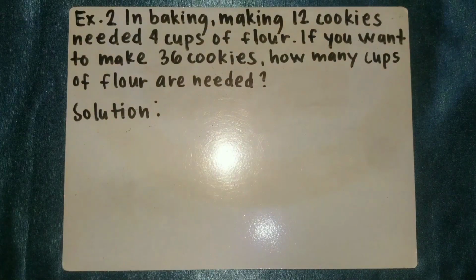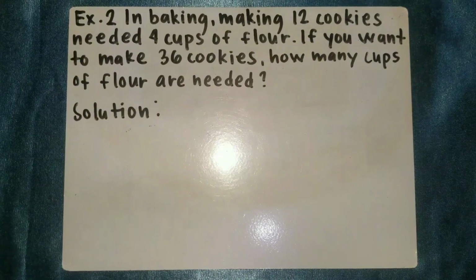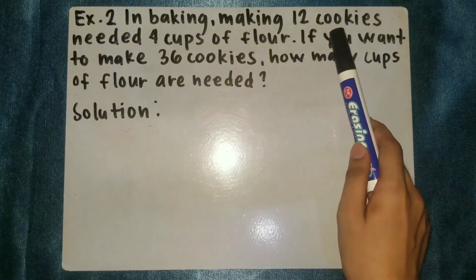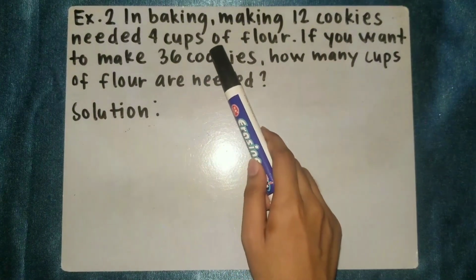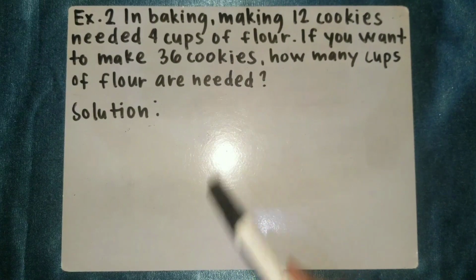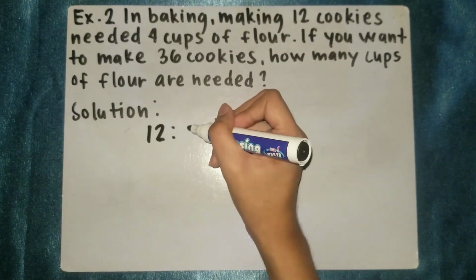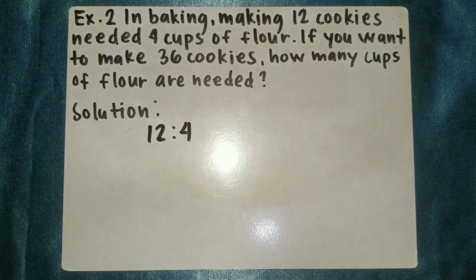Example number 2. In baking, making 12 cookies needed 4 cups of flour. If you want to make 36 cookies, how many cups of flour are needed? Let's analyze the problem to identify the given quantities and to make it a ratio. Sabi dito, sa paggawa ng 12 cookies, kinakailangan ng 4 cups of flour. So ito yung magiging first ratio natin. 12 cookies is to 4 cups of flour.